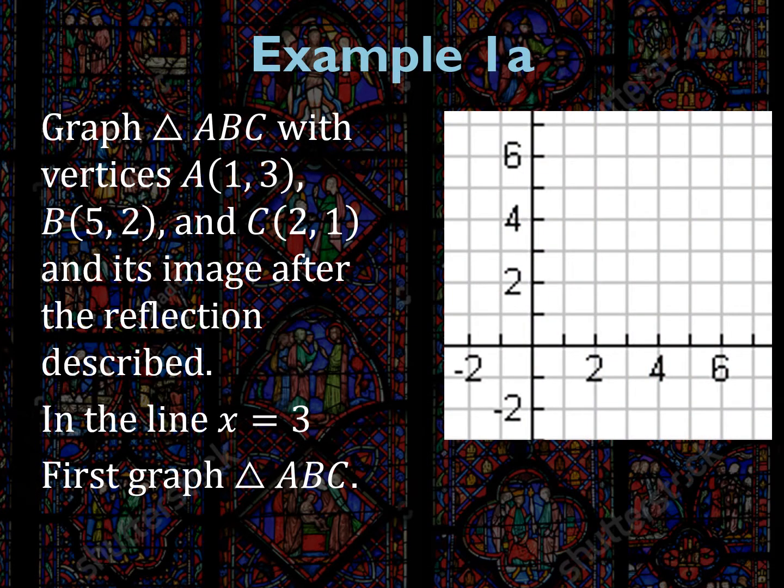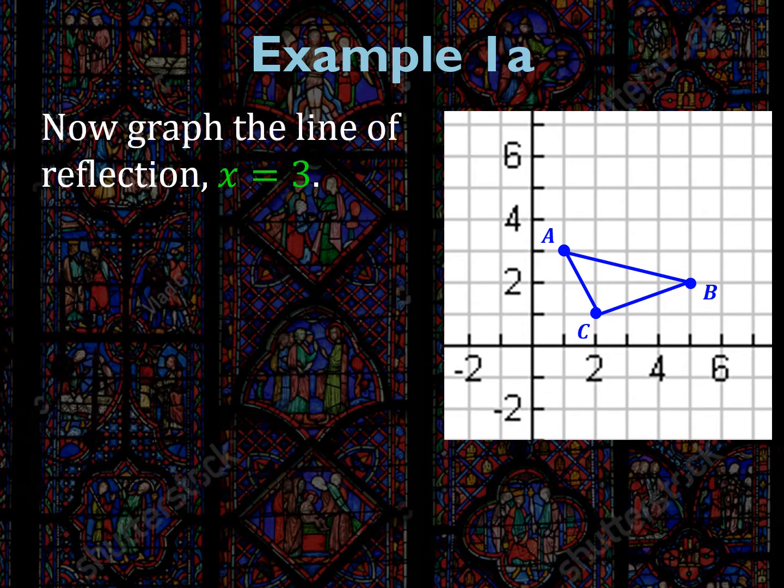Sample 1A: graph the triangle with vertices A(1, 3), B(5, 2), and C(2, 1), and its image after the reflection described. So we're going to reflect across the line x equals 3. So the first thing you want to do is graph the triangle. A is at (1, 3), B is at (5, 2), C is at (2, 1). We have a triangle. That's the pre-image. Now we're going to graph the line of reflection x equals 3. So it's that vertical green line.